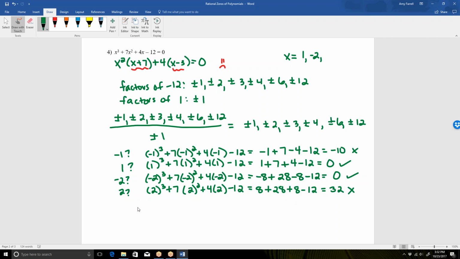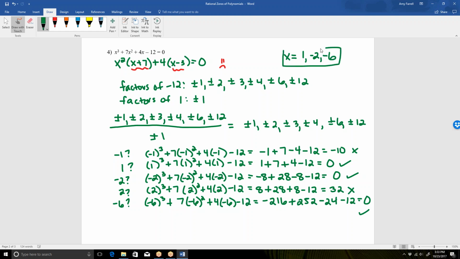So as you can see, this is quite time consuming. I'll go ahead and tell you that the other solution is -6. So let me show you why -6 works. We get -216 plus 7 times 36, which is 252, minus 24 minus 12, and that ends up being 0. So that works as well. So -6 is our third solution.